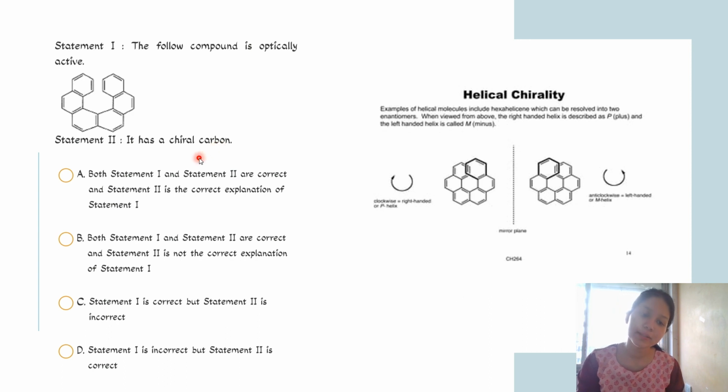Option A, both statement 1 and statement 2 are correct, and statement 2 is the correct explanation of statement 1. Option B, both statement 1 and statement 2 are correct, and statement 2 is not the correct explanation of statement 1. Option C, statement 1 is correct, but statement 2 is incorrect. Option D, statement 1 is incorrect, but statement 2 is correct.